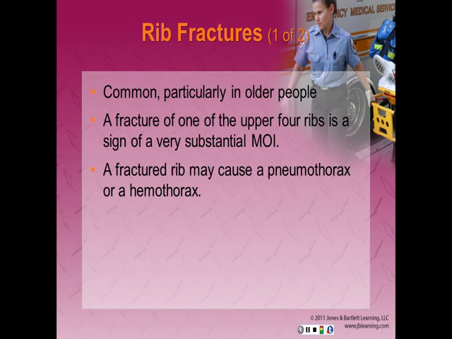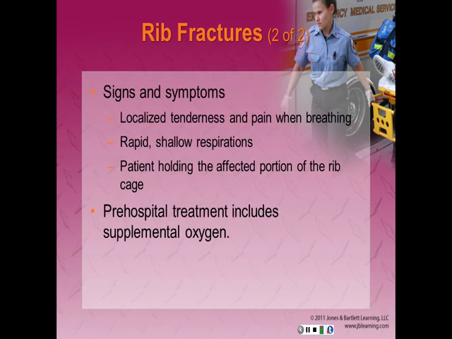Rib fractures are very common, particularly in older people whose bones are brittle. A fracture of one of the upper 4 ribs is a sign of a very substantial mechanism of injury. A fractured rib may lacerate the surface of the lung, causing a pneumothorax, a tension pneumothorax, a hemothorax, or a hemopneumothorax. Crepitus, or subcutaneous emphysema, is a crackly feeling in the area of the injury underneath the skin. Signs and symptoms include localized tenderness and pain when breathing, rapid shallow respirations, and the patient holding the affected portion of the rib cage. Pre-hospital treatment includes supplemental oxygen.